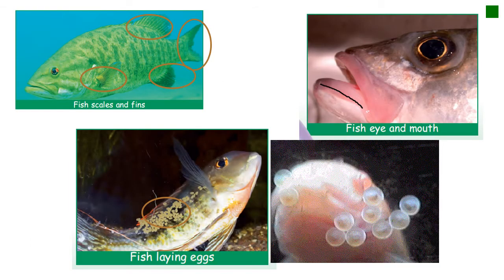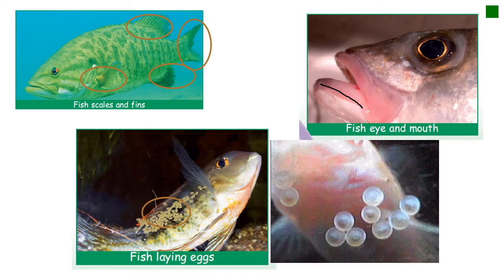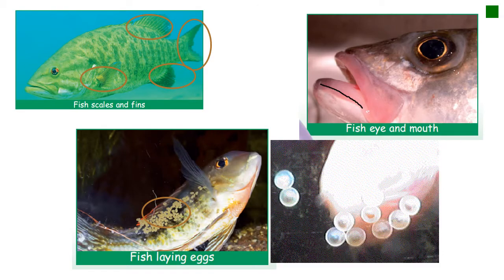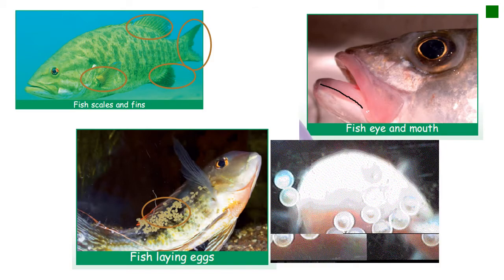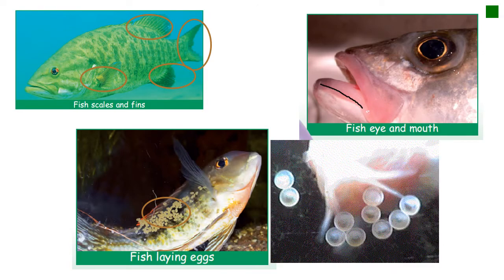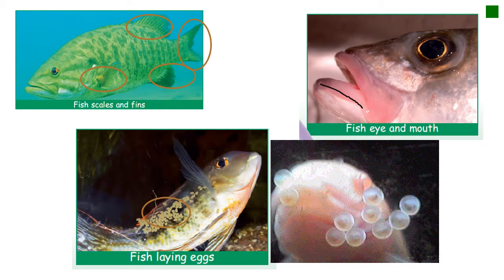Now let's talk about some parts of a fish in detail, okay? Here you can see a fish. We have the fish scales, as I told you. The fish is covered with scales and fins. This is the first one, the second, the third, and the tail fin. This is the tail, okay? The fish uses its fins and tail to swim and move.